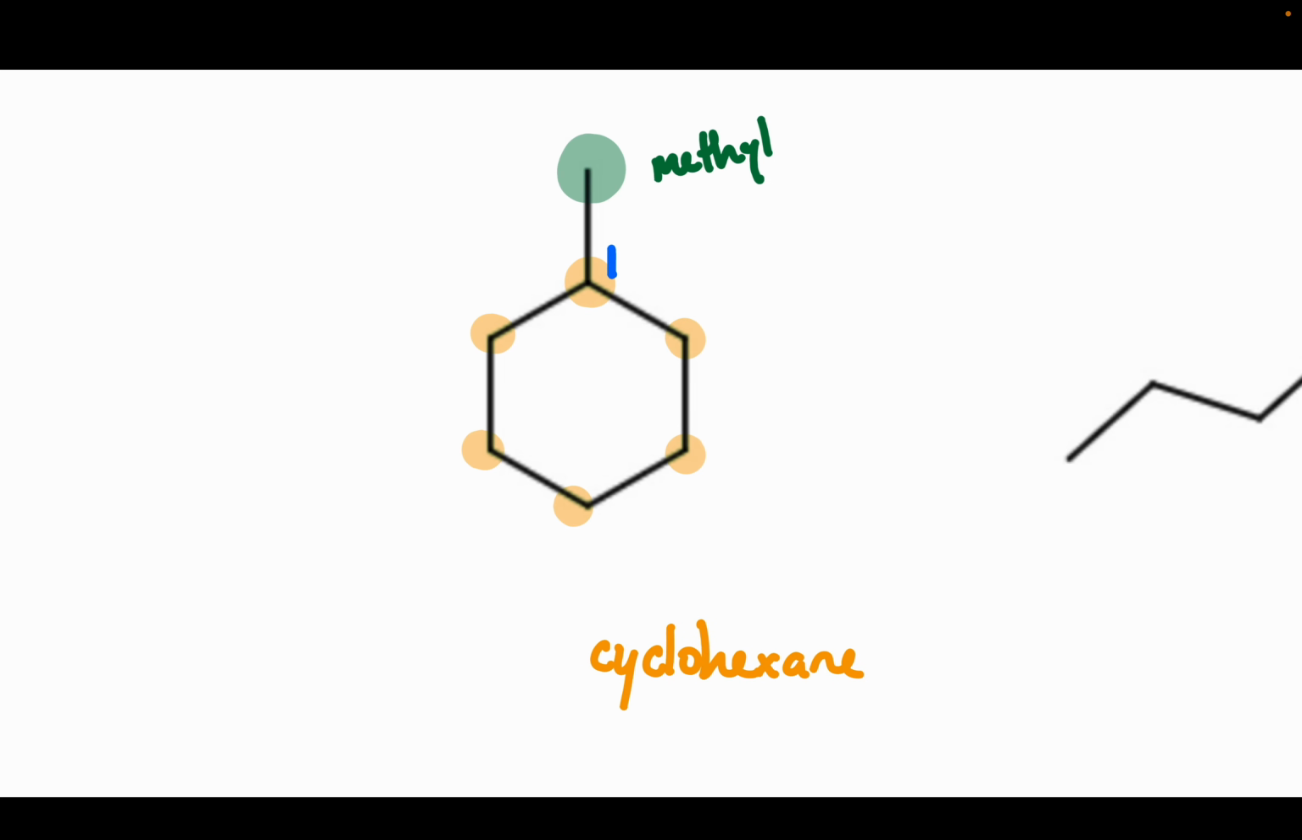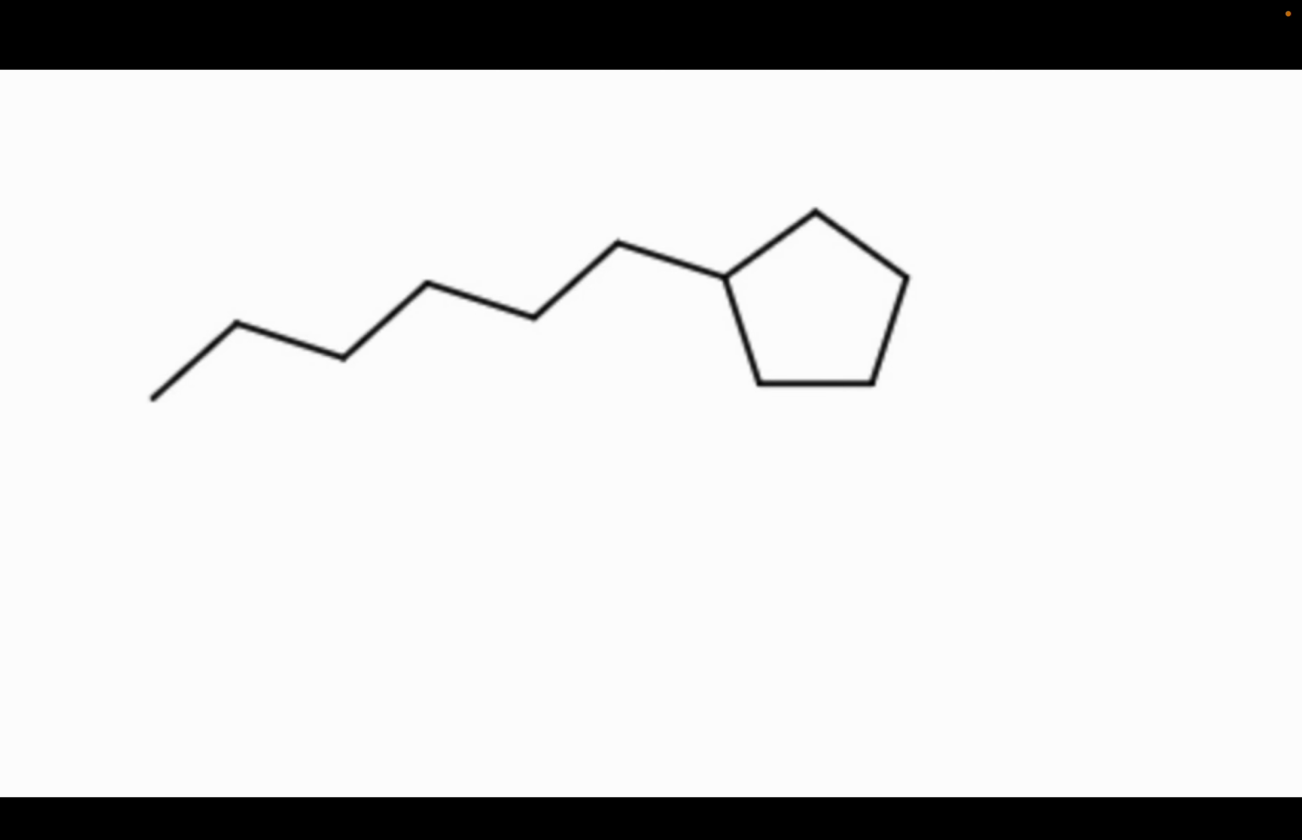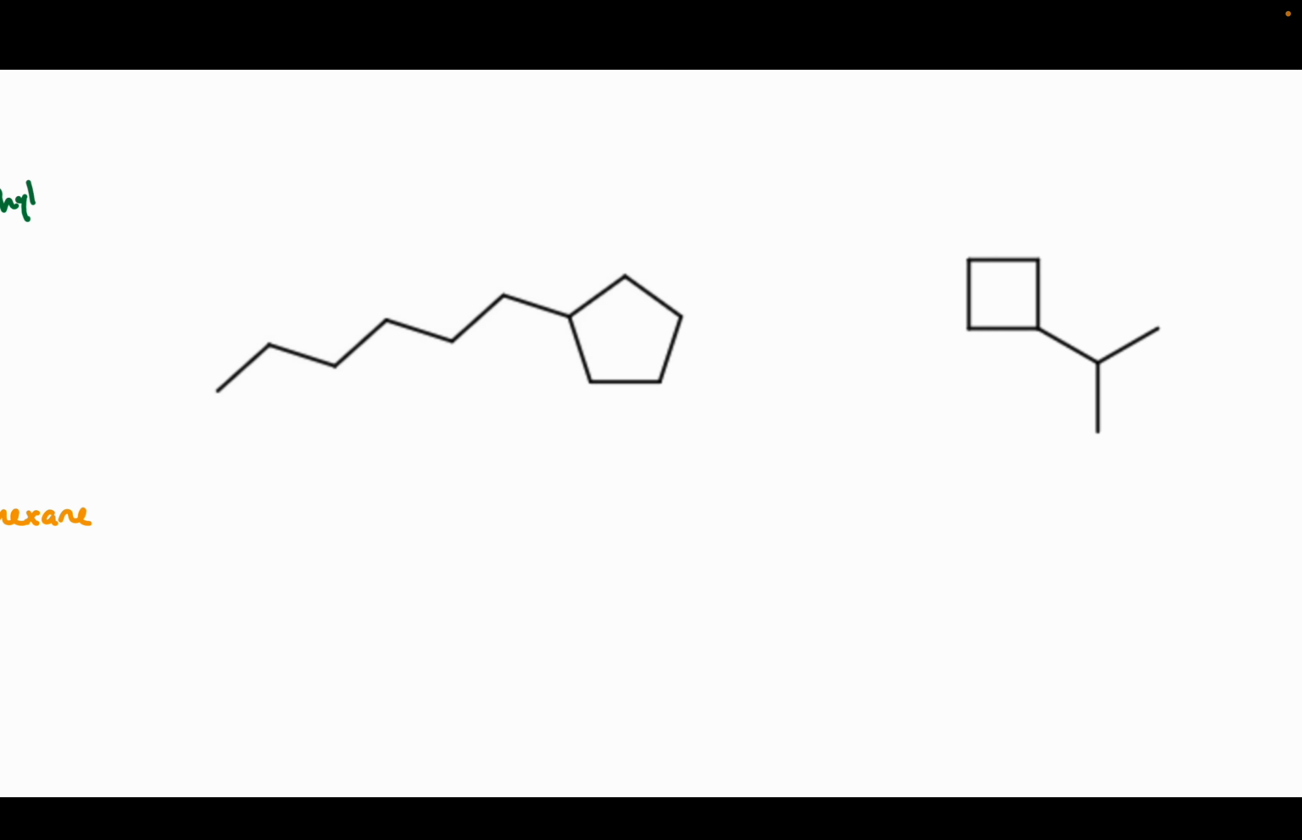Identify this methyl group on carbon 1 as methyl cyclohexane. We don't build that locant into the name. All right, so these two, same examples. Let's see.